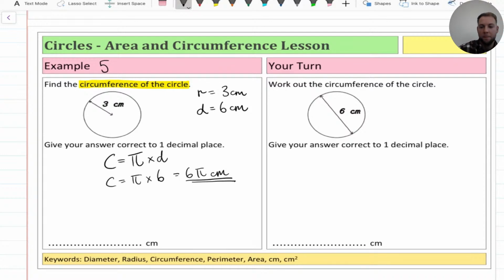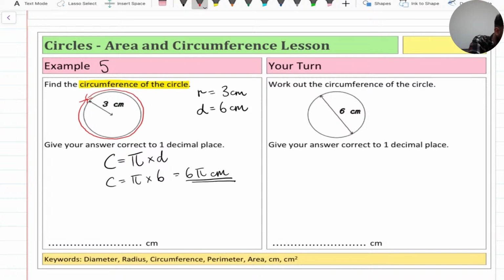Why is it that my units are centimeters on this and not centimeters squared? Great question. Because the area is centimeters squared, but when we're looking at this, the circumference is the distance around the outside. Okay, so the circumference is the distance around the outside.